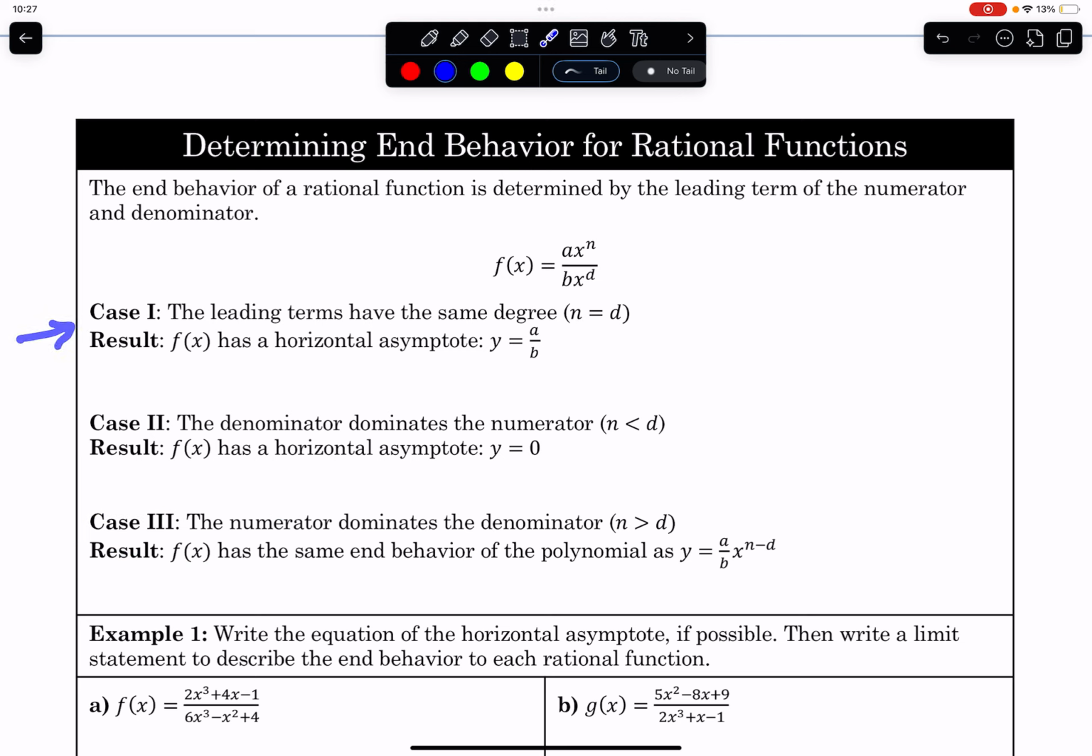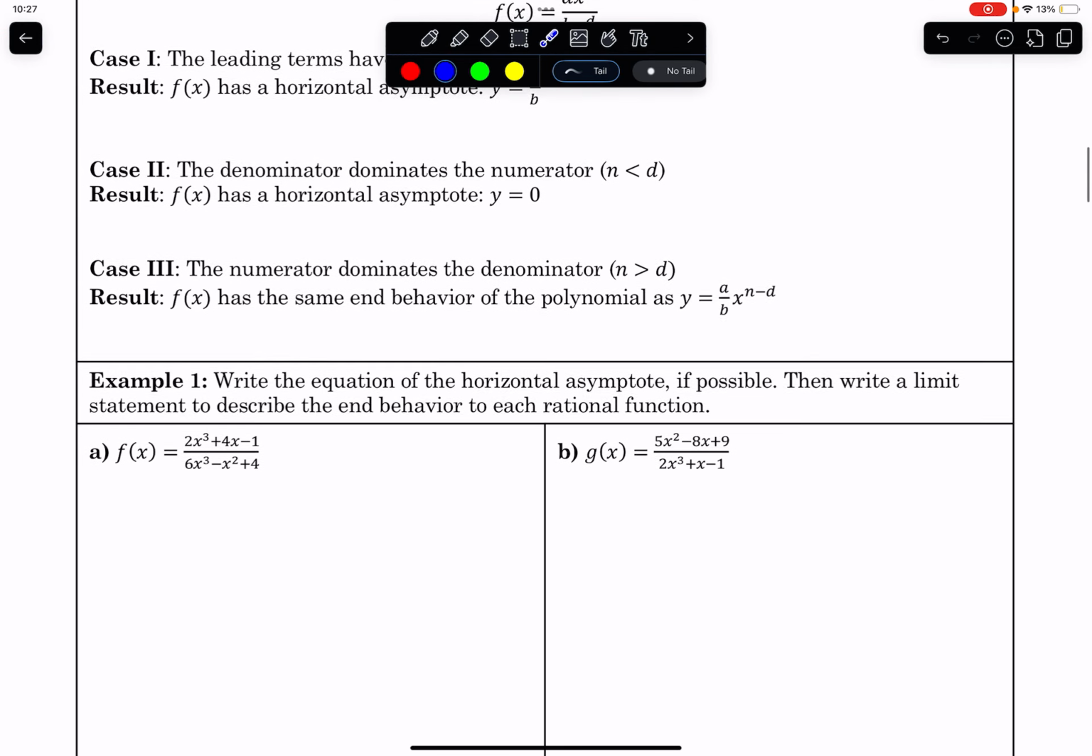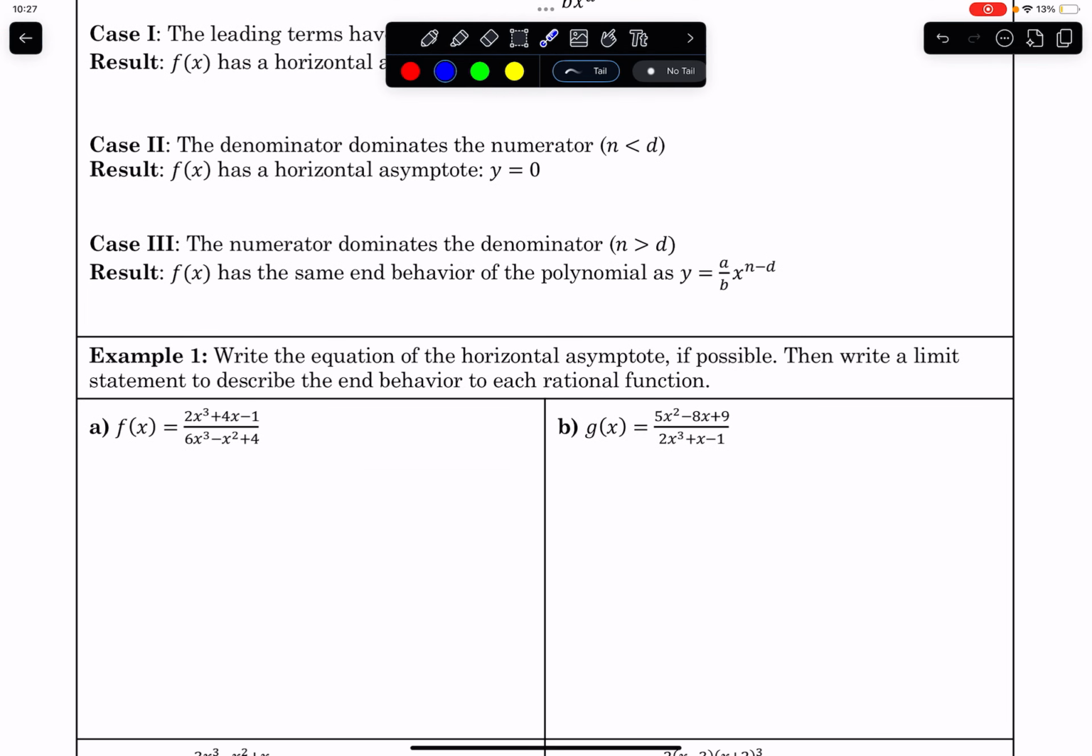Case 1 is that the leading terms for both the numerator and denominator have the same degree. So that means that this number here is equal to that number there. In that occurrence, when those numbers are the same, the horizontal asymptote is always going to be the equation y equals a over b, where a and b are the leading coefficients. So simply dividing whatever these 2 numbers are. For example, look at example 1. We're going to write the horizontal asymptote and then write a limit statement to describe the end behavior.